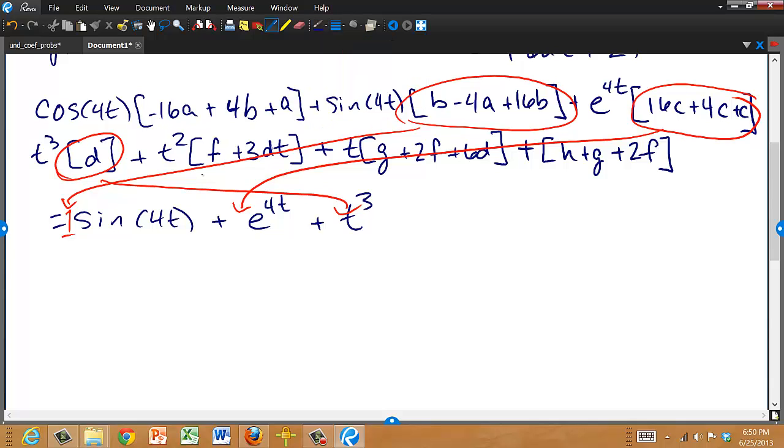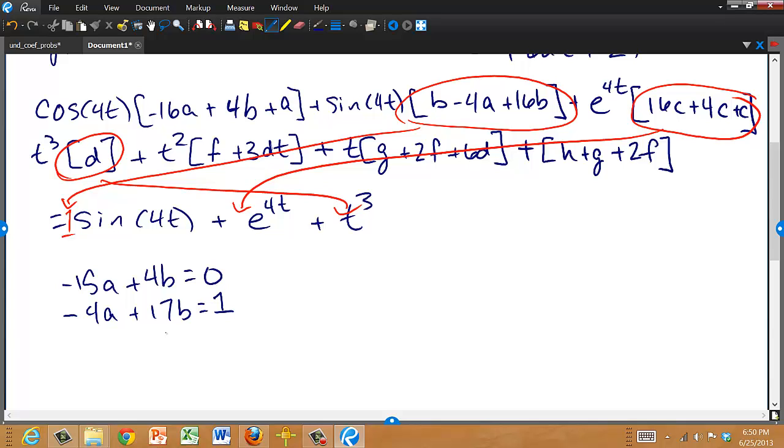This first term we can rewrite as negative 15a plus 4b. I'd like that to be 0. I would like negative 4a plus 17b, that's the coefficient on sine, to be 1.